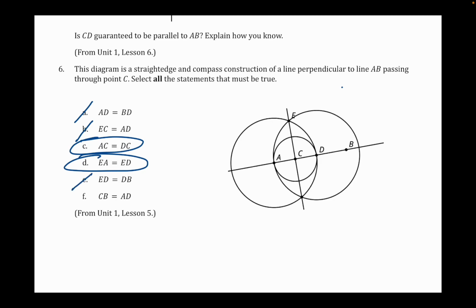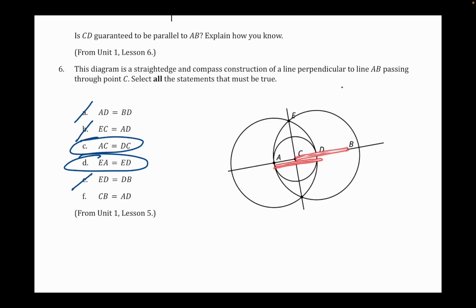Okay, so our last one is CB equal to AD. And this one again is going to be incorrect. CD is our short line here, and AB is much longer. They're not going to be congruent to each other. Oh, I'm sorry. This is CB. That was my bad. CB being congruent to AD.